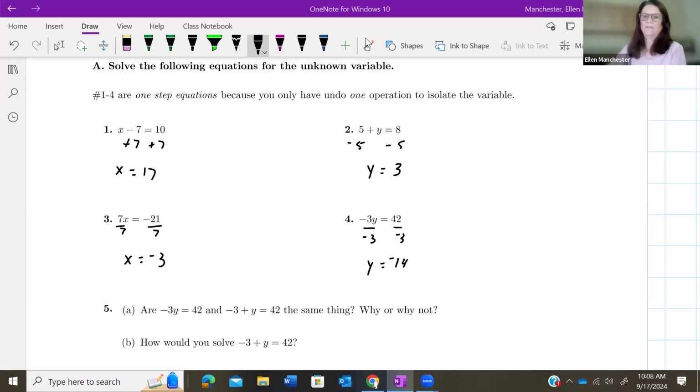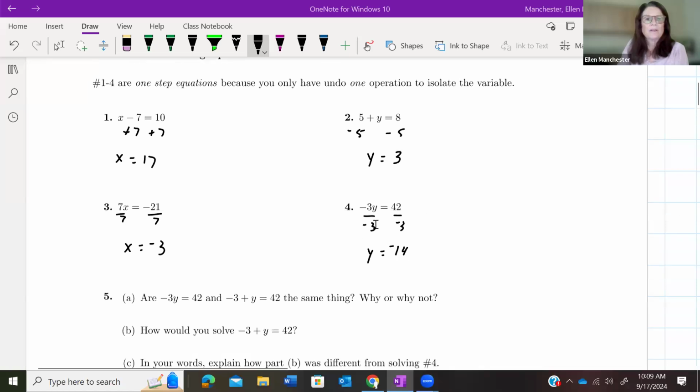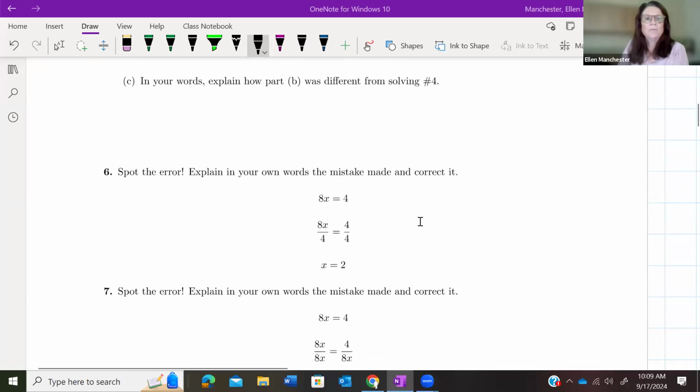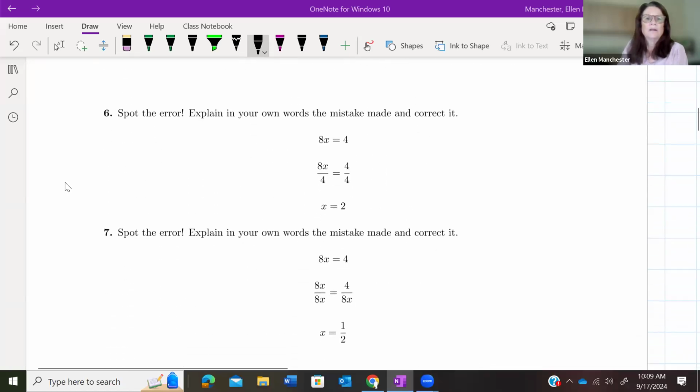Variable. Yes, so you need the variable on its own. And then with number 4, you're correct, Nathan, there is nothing to add or subtract. And again, we're doing opposites. Okay, so on the next one, number 6, what's the error? Because if you can find your errors, you're going to be a better math student. So on number 6, what's the error? What's the mistake that's made?